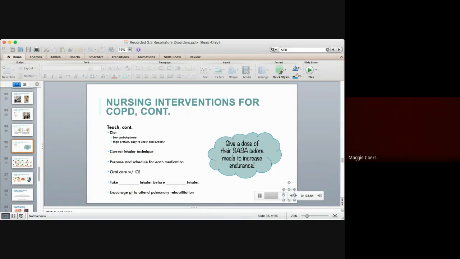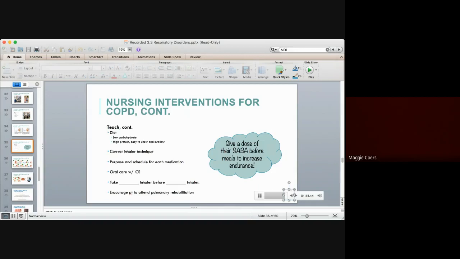Provide for oral care, especially with those steroids. We always instruct the older adult, or anyone who's on inhalers, to take the SABA before the steroid inhaler. So take the SABA before the steroid inhaler. This is very important because the SABA helps open the lungs as much as possible so that the steroid will get deep into the lungs and work more effectively. We also should encourage the patient to attend pulmonary rehab.